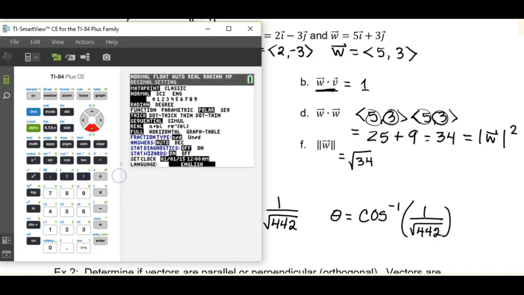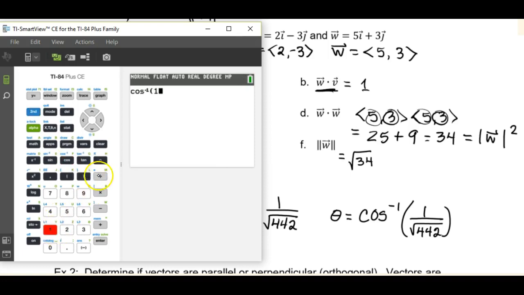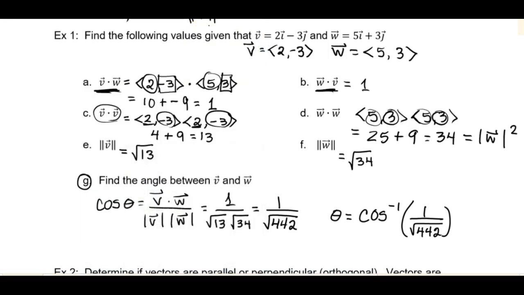I'm going to make sure I check my mode into degrees. And then I'm going to do inverse cosine of 1 divided by the square root of 442. And that gives me an angle of about 87 degrees. So I'm going to come over here and write down about 87 degrees. So let's take a look and see if that kind of makes sense.